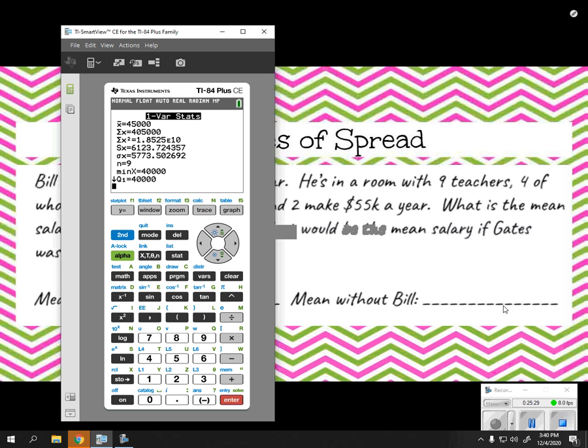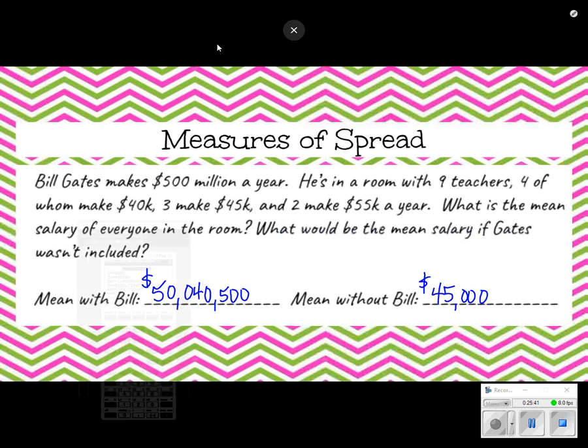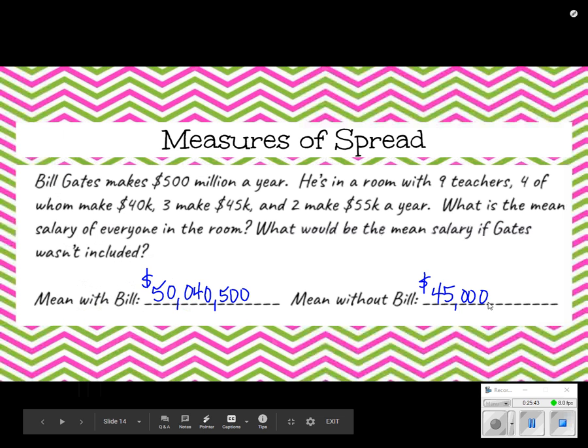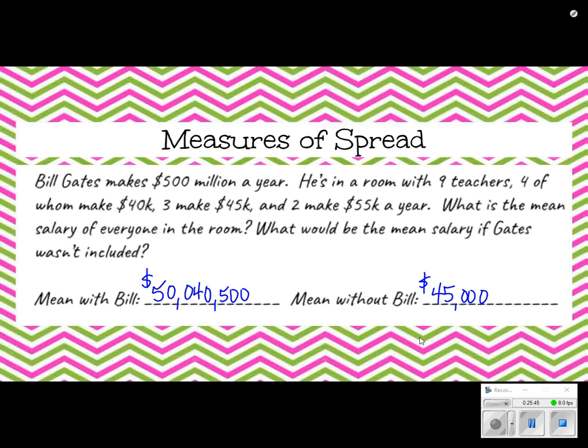So Bill Gates is an outlier. Very much so. He really increased the mean of the room with his presence. Look at the difference there. This is a much larger number than this one. So outliers have a really large effect on the mean.